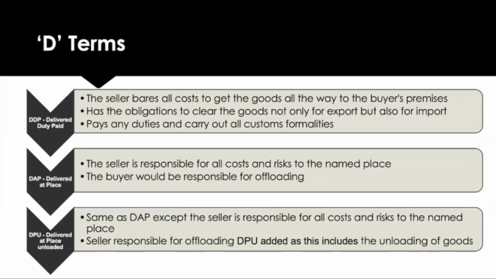DAP is Delivered At Place, so sometimes it wouldn't necessarily be at your premises. It might be to a named place like a bonded warehouse or your customer's premises, but the buyer is responsible for offloading. And then DPU was actually added in the 2020 version of Incoterms because there had been disputes around who was responsible for offloading. So DPU is Delivered at Place Unloaded, but the seller has to also offload and get the goods into the building as well.